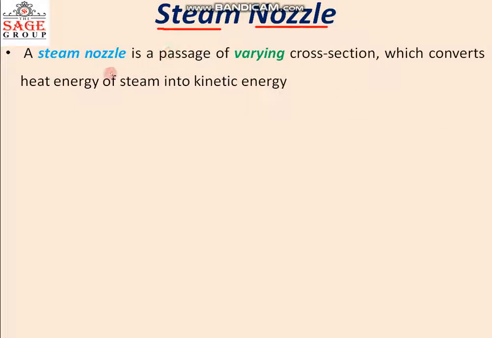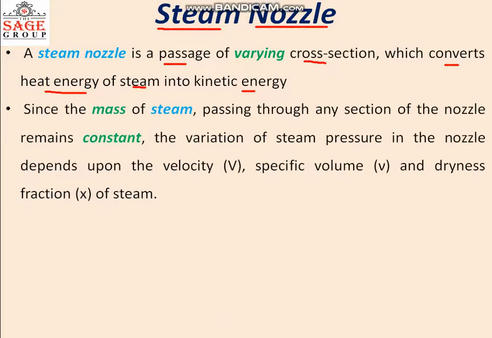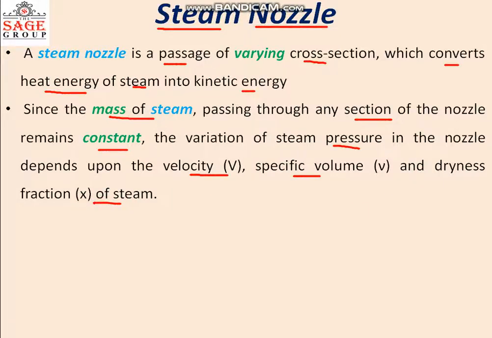Now, a steam nozzle is a passage of varying cross section, which converts the heat energy of steam into kinetic energy. Since the mass of steam passing through any section of the nozzle remains constant, mass doesn't change. So the variation of steam pressure in the nozzle depends upon the velocity of the steam, its specific volume, and the dryness fraction of the steam.